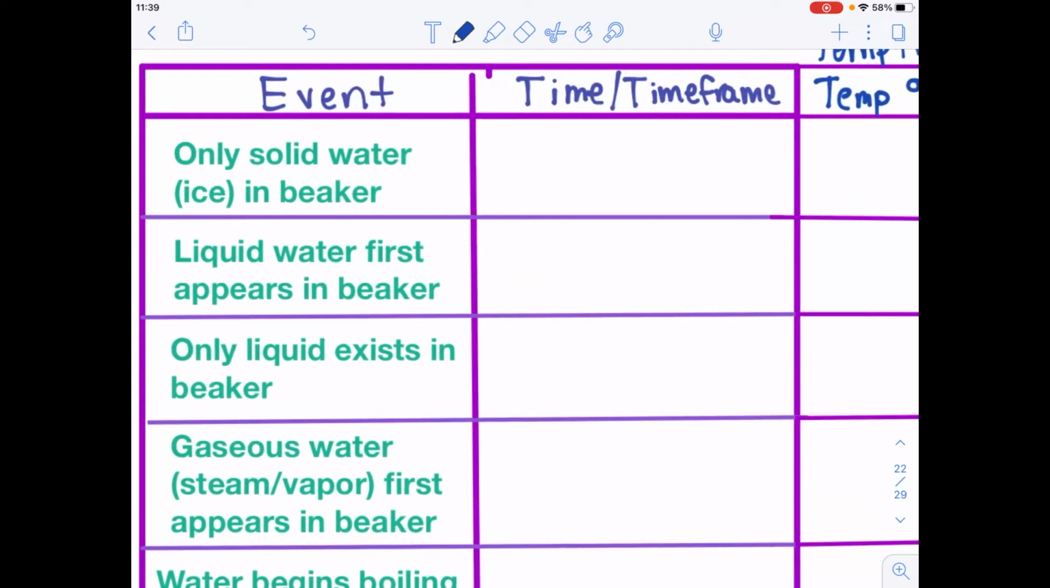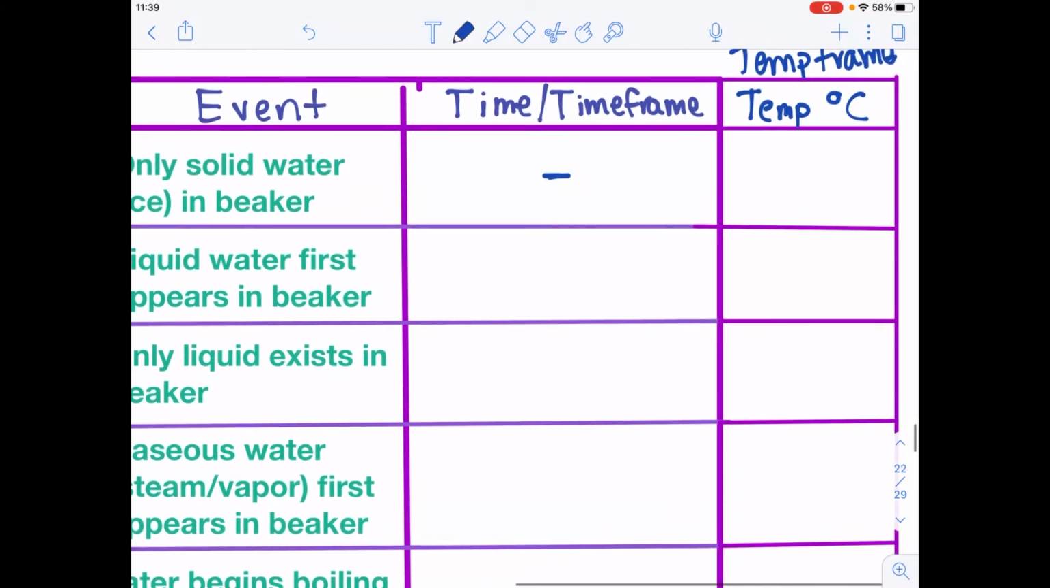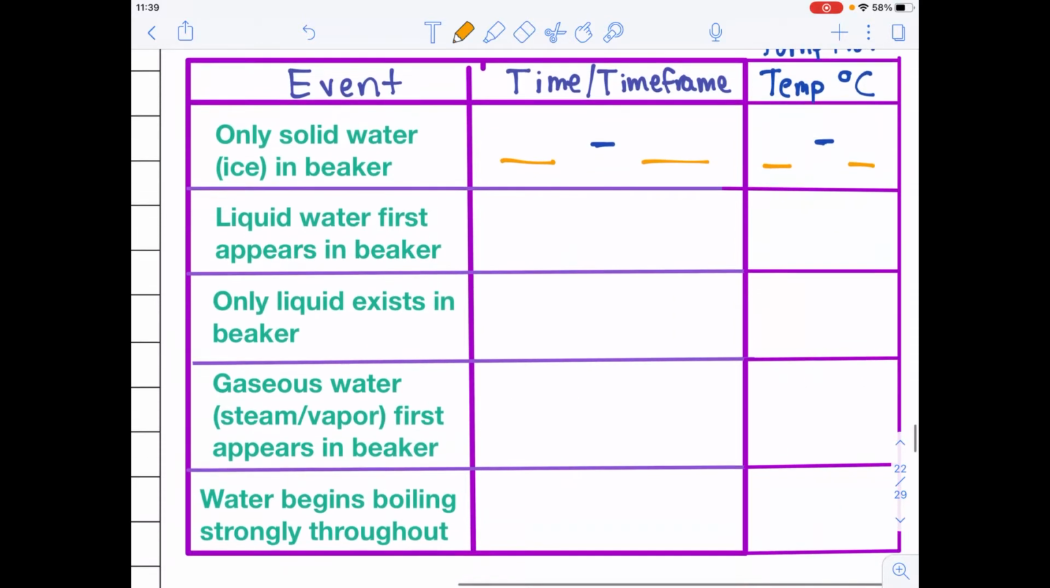All right, so over here, this is going to be a time frame, so maybe I put a dash in here so I know that I'm going to need a time and a time here, temperature here, temperature here. The second one here is just going to be single times or single temps.